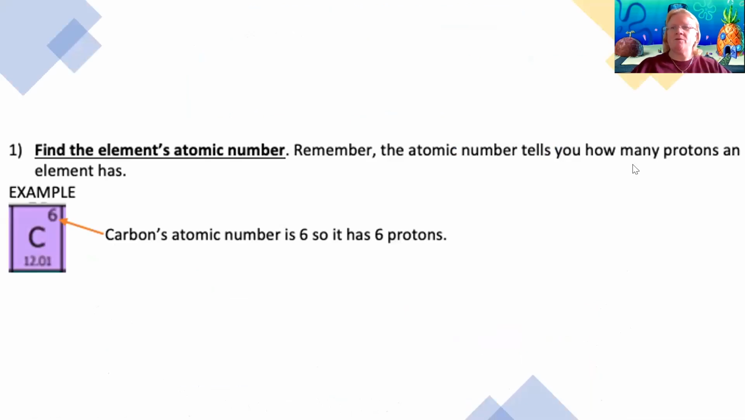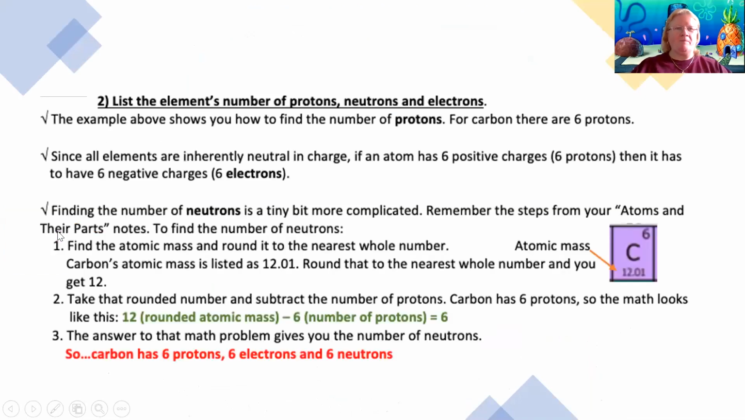All right, so your first step is to find the atomic number. This is the same thing we did for Lewis. So here's the example again, carbon, the atomic number is 6. Then you're going to list the element's number of protons, neutrons, and electrons. This gets kind of tricky. So let me walk you through what I'm going to do here. So let's go to Inspire.